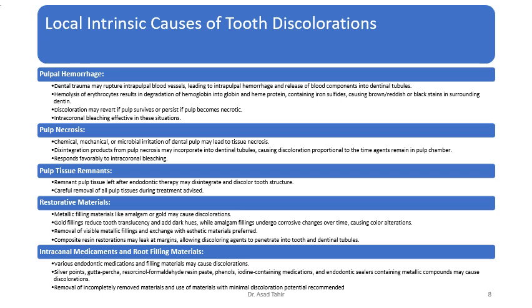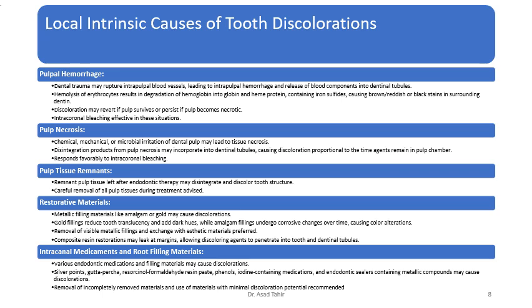Careful removal of all pulp tissues during treatment is advised. Restorative materials: metallic filling materials like amalgam or gold may cause discolorations. Gold fillings reduce tooth translucency and add dark hues, while amalgam fillings undergo changes over time, causing color alterations. Removal of visible metallic fillings and exchange with aesthetic materials is preferred.